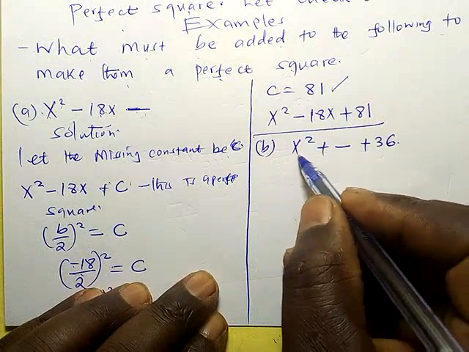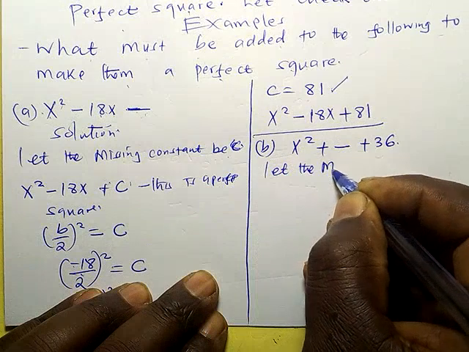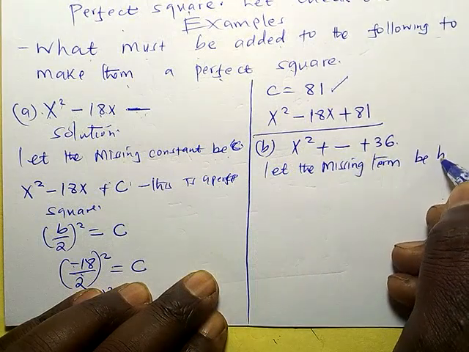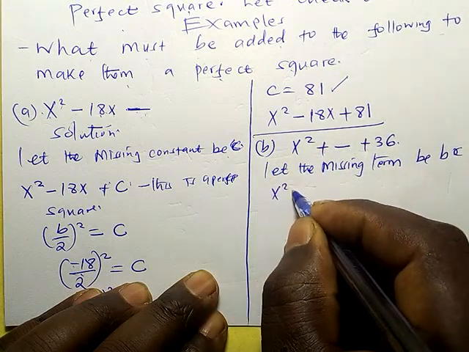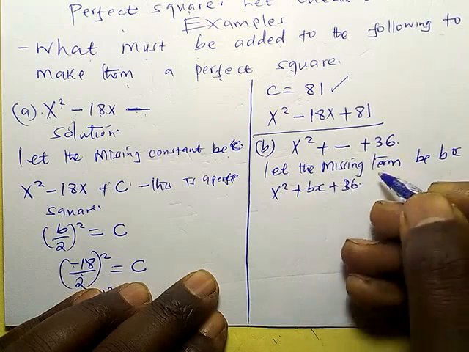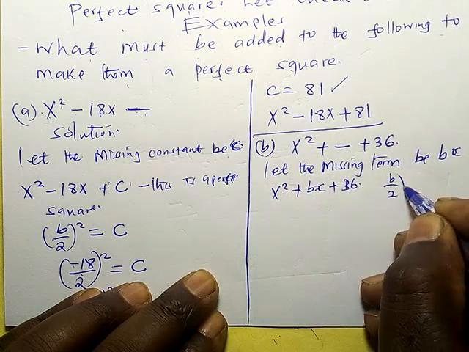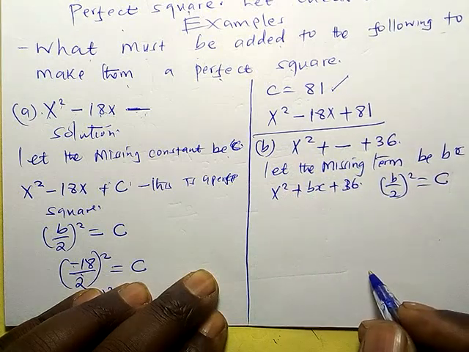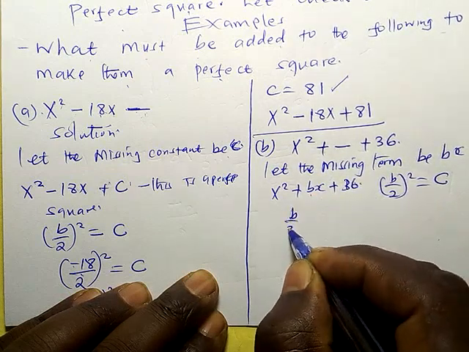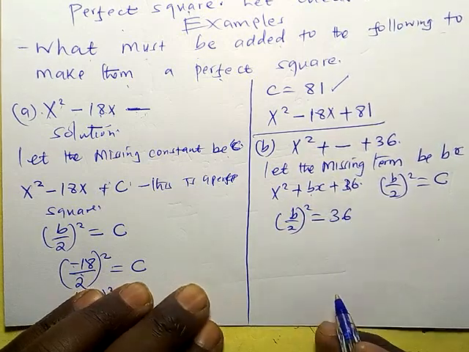Number B. So we are missing bx. So we say let the missing term be bx. So x squared plus bx plus 36 is a perfect square. If it is a perfect square and the coefficient here is 1, it means that (b divided by 2) squared should be c. Right? We have c, but we don't have b. It means that (b divided by 2) squared equal to c, and our c is 36.